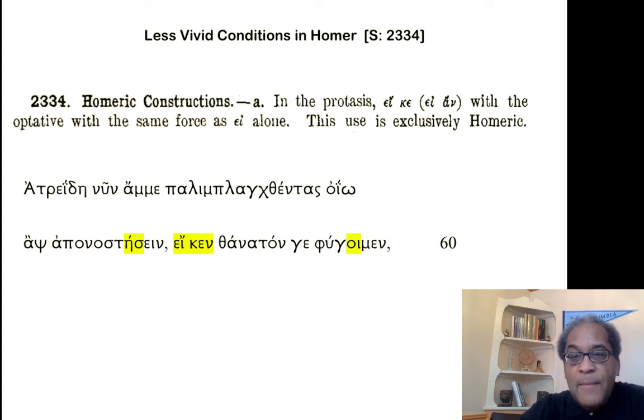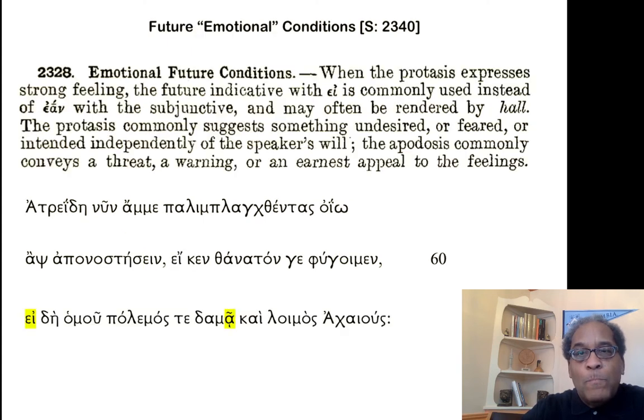If we're going to escape death, okay, I think we better get the hell out of Dodge. Here we see ken and phugoimen expressing this Homeric less vivid condition. But you'll note that we have this notion of futurity in the apodosis, and we'll account for that in a second once we get to these future conditions. The last of them, and that's the future emotional conditions.